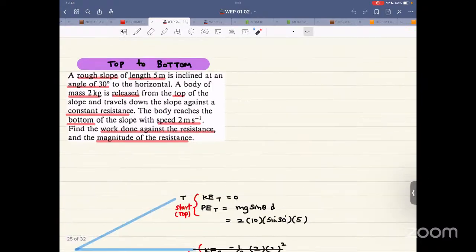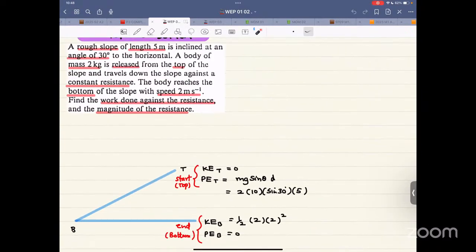The same thing for an inclined plane. For example, a rough slope of length 5 meters is inclined at an angle of 30 degrees to the horizon. A body of mass 2 kg is released from the top. So it's released from the top, so it's top to bottom. Always make a habit of writing: top is the start, bottom is the end. Potential energy at the bottom is 0. Since it's released, kinetic energy is also 0. Potential energy at the top is mg sine theta into distance along the plane. Kinetic energy at the bottom is half m v squared.